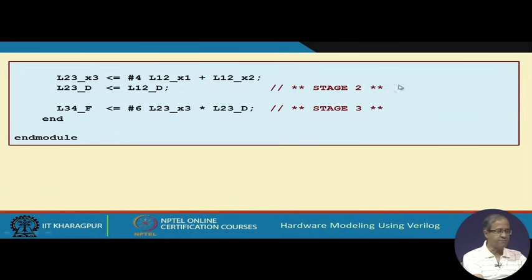But suppose I do not write the comments, then it would be a little confusing to the person who sees the code, to identify which one is my stage 1, which one is my stage 2 and which one is stage 3. So, in the alternate style, we split or break the always block into 3 smaller always blocks, one for stage 1, one for stage 2 and one for stage 3, okay, like this.